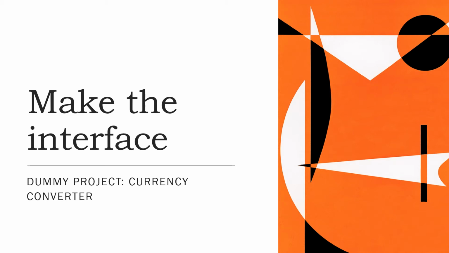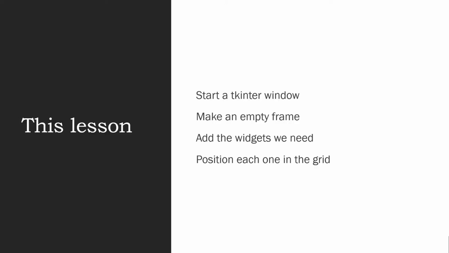Okay, welcome back to the lessons about making a graphical user interface. In the previous lesson, you designed the interface, and in this lesson, we will write a Python program that makes the interface. We're going to start a TKINTER program that opens a small window on the screen. We're going to make an empty frame in that window, which will be like the drawing board, and then we're going to add widgets to that frame, positioning each one using the imaginary grid.